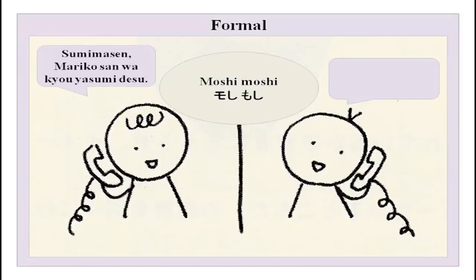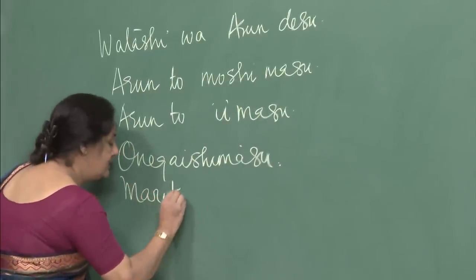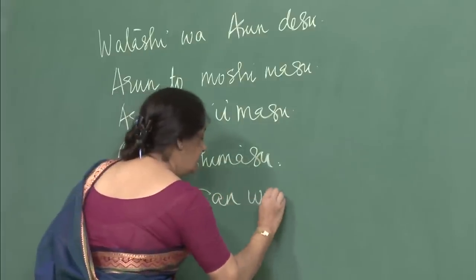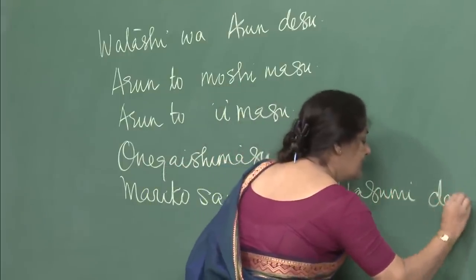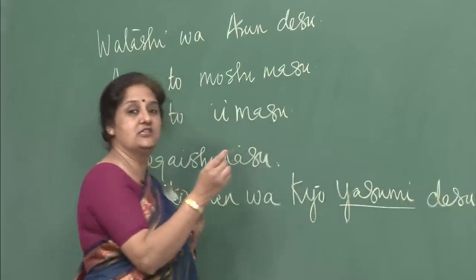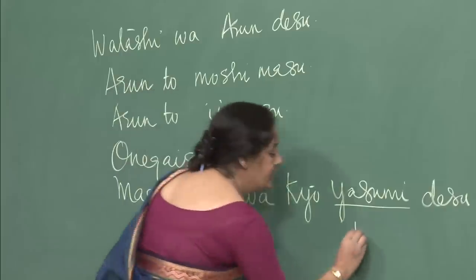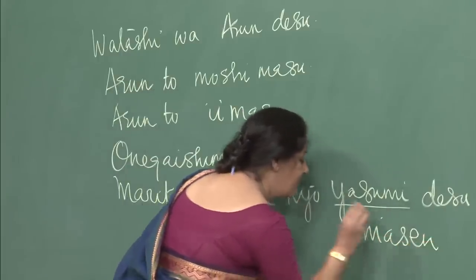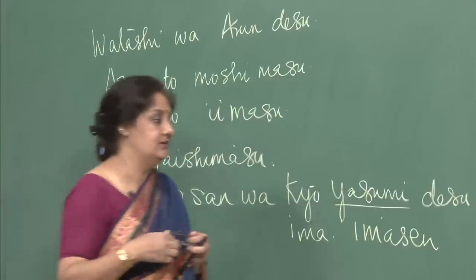Now, what is that? Well, sumimasen, Mariko-san wa kyou yasumi desu. Yasumi is a holiday, she is on leave. Mariko-san wa kyou yasumi desu, or Mariko-san wa imasen, she is not present at the moment.